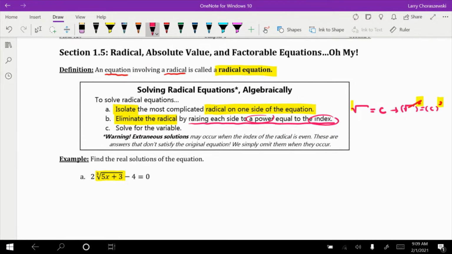Now, let's say that we isolated a cube root on one side of the equation. What would we have to raise each side to a power equal to? 3. Yep. You got it. The reason why we're cubing is because we're starting with a cube root. And when you cube a cube root, they cancel. And that generalizes to larger and larger indices.